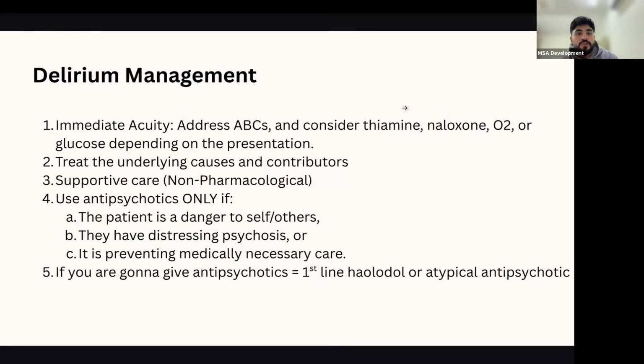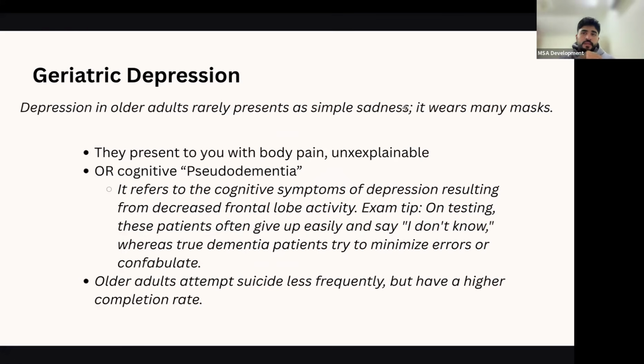Now, geriatric depression. Depression is very common in the elderly, especially if they're not getting enough attention, if they're alone, or their spouse is dead. They will get depression, and it could be as simple as sadness, or it could be pain. They could come to you with unexplainable body pain. You do everything and you cannot find out why the patient is having these body pains. Or it could be cognitive, what we call pseudo-dementia.